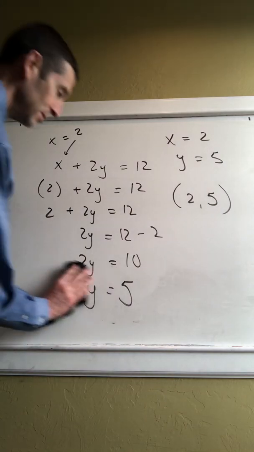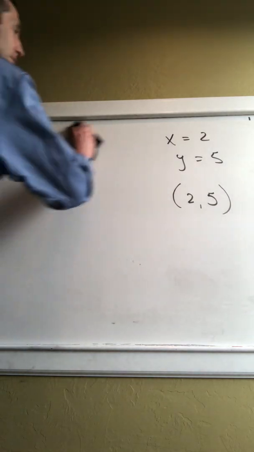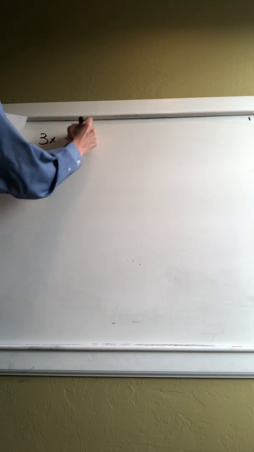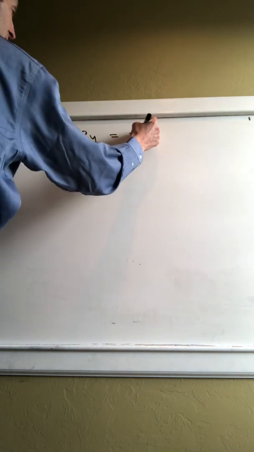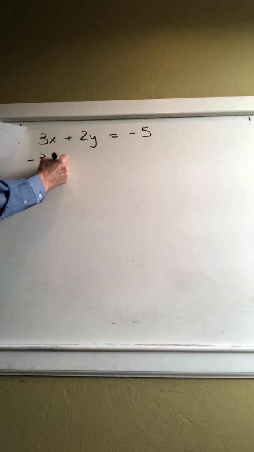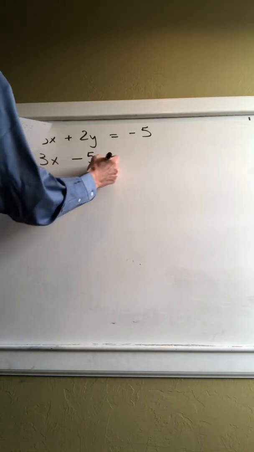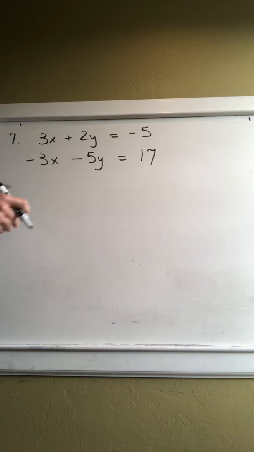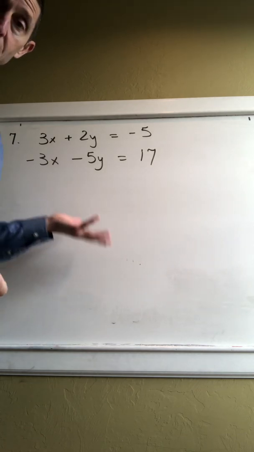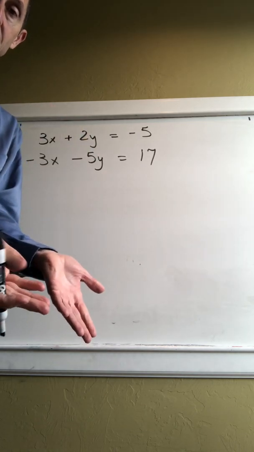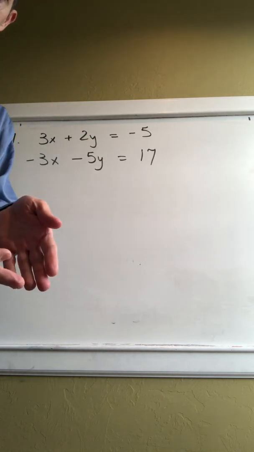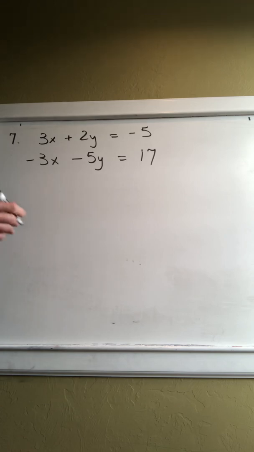All right, let's do a few of these. We're going to make sure we got this. So there's number 6. Let's do 7, 3x plus 2y equals negative 5. All right, guys, same thing. You've got these two equations. You want to solve for this system of equations, answer for x, answer for y. What we're going to do is we're going to do elimination.